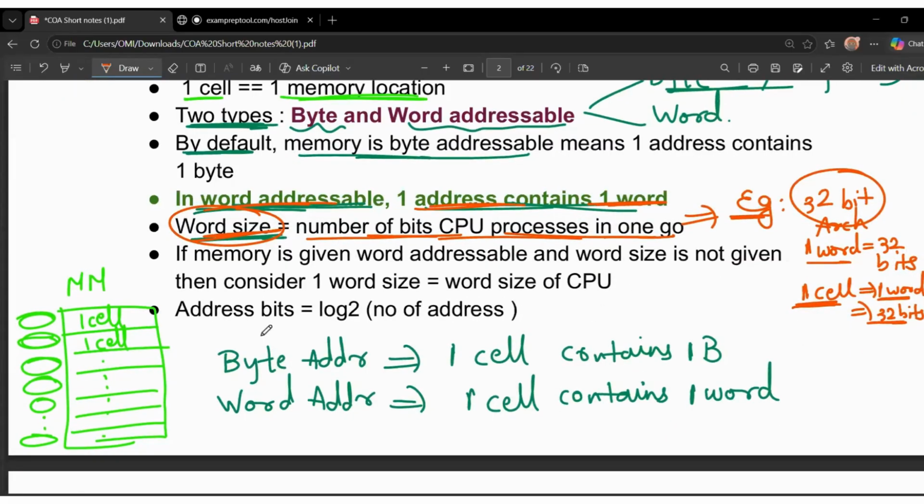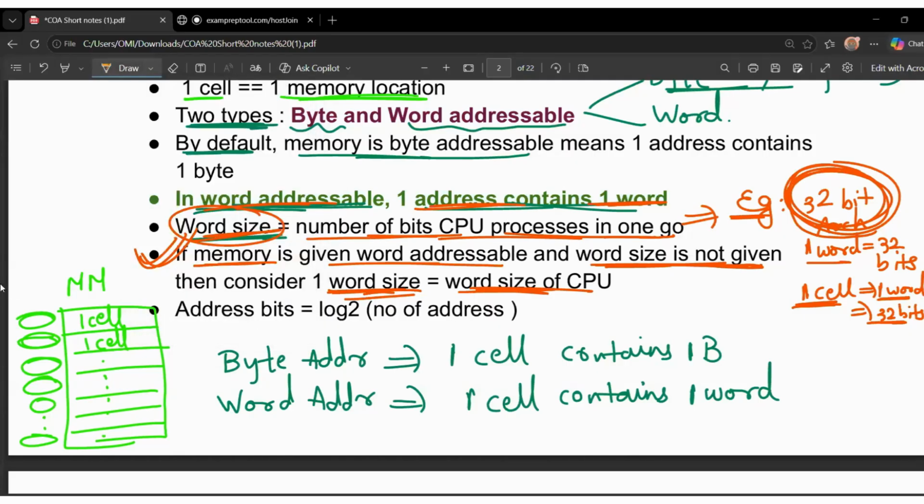Now, next point: if memory is given as word addressable and the word size is not given, then we consider one word size equal to the word size of the CPU. If word size is not given but it is given as a 32-bit architecture, then that is the word size of the CPU. So one word size equals the word size of CPU. I have given this example, and it is the same thing mentioned in this point.